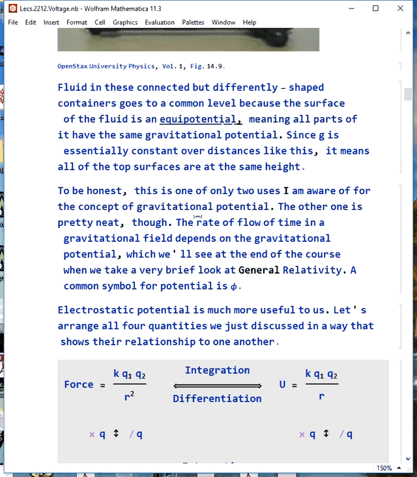The rate of flow of time in a gravitational field depends on the gravitational potential, not the force, not the potential energy. And at the end of the course, we'll look very briefly at general relativity, and we'll see that. It's really kind of cool. Common symbol for potential is the Greek phi. Notice this is the lowercase phi, not the uppercase that we used for flux.